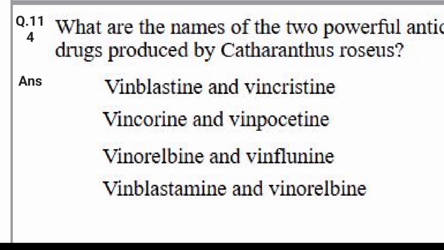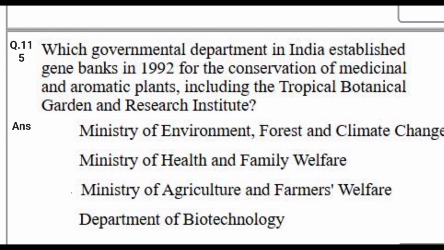What are the names of two powerful anti-cancer drugs produced by Catharanthus roseus? Options are vinblastine, vincristine, vincorin and vinpocetine, vinorelbine, vinflunine, vinblastine and vinorelbine. For this, the correct answer is vincristine and vinblastine. Let's see the next question.